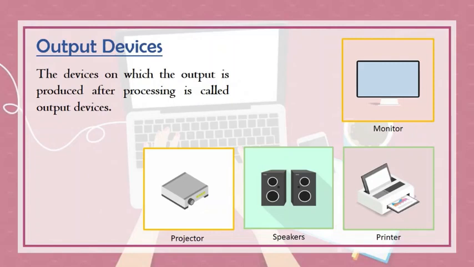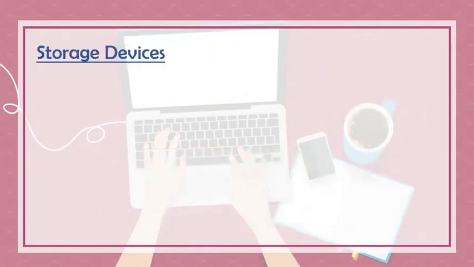Then, printer. The printer helps us to take the output on a sheet of paper. This printed paper copy is called hard copy. Like a document, a photocopy of any document is said to be hard copy. Then speakers. Speakers give output in the form of music or sound which you listen to on your computers. Then projector. Usually you can see a projector in your classrooms. A projector shows the output on a very large screen so that many people can see it at the same time.